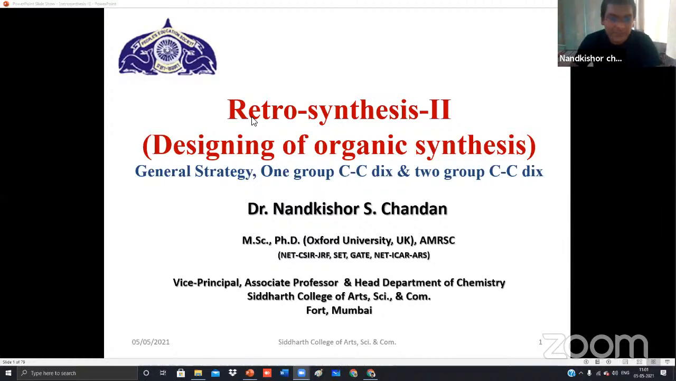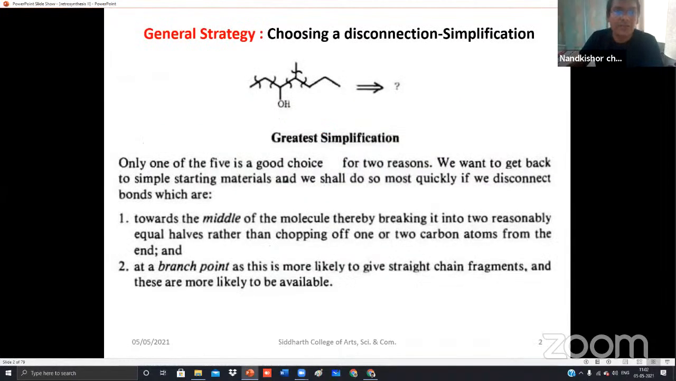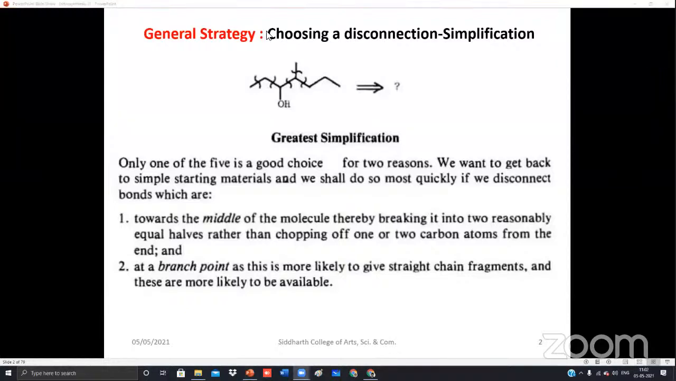So let me just brief you on what we're going to discuss today. In the first half, we're going to discuss some of the strategies to be applied for retrosynthesis, and the next half, that is the last session, will be completely application based. So let me start with today's session. Let's see the general strategies in designing of organic molecules. What precautions you need to take.